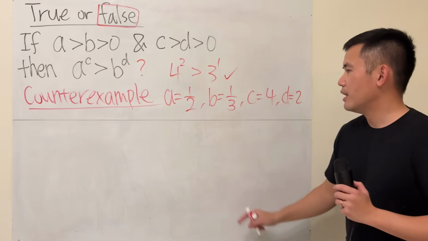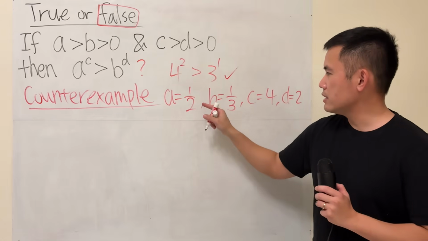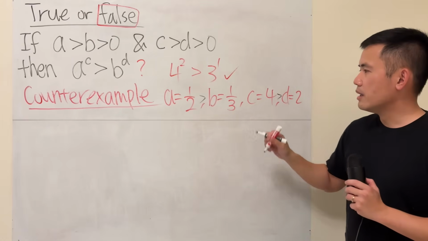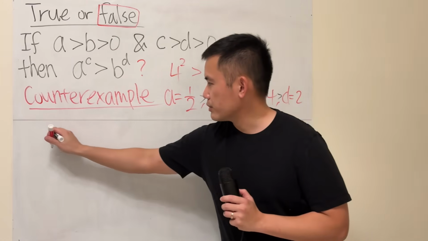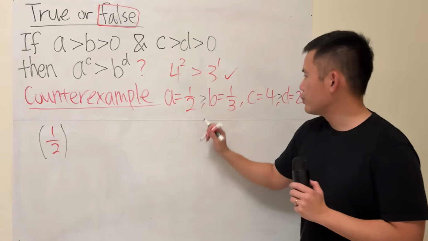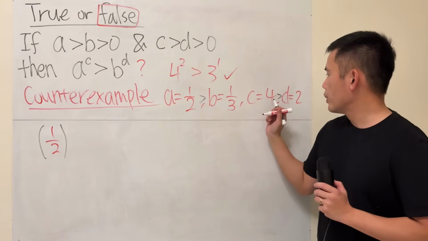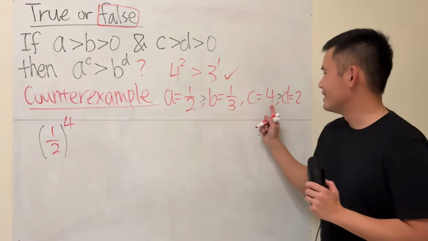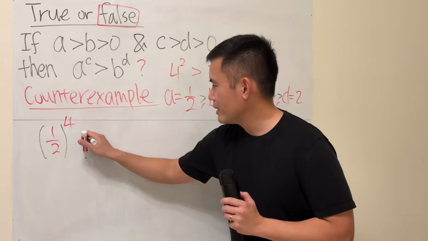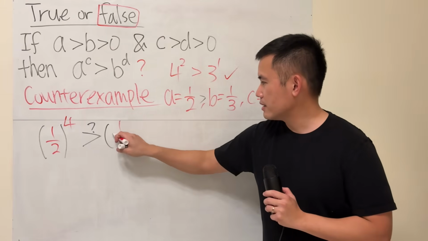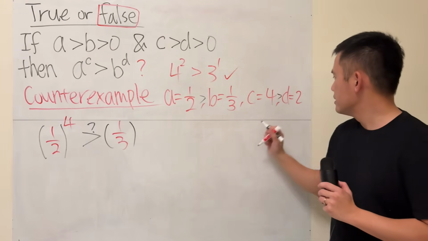Let's have a look. I'm going to make sure that you see that A is greater than B, and then C is greater than D. But now, check this out. 1/2, which is for the A, and then we're going to raise that to the C's power, which is 4. Is this greater than B right here, which is 1/3, raised to D, which is 2?